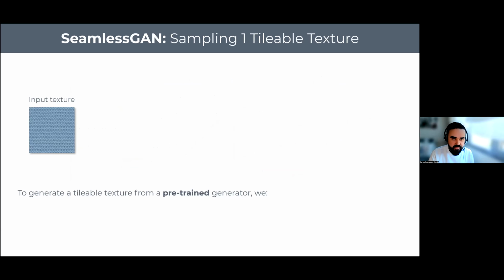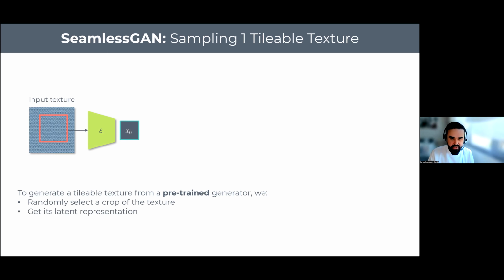So sampling from SeamlessGAN is quite tricky to explain. I will try my best to do it. This is the main idea of SeamlessGAN, of how we generate tileable textures. If we want to generate a tileable texture from an input image, what we do is crop a portion of the image randomly or manually. It doesn't really matter. We feed it to the encoder. This encoder produces a latent space, which is half the spatial resolution of the input, but has more channels.